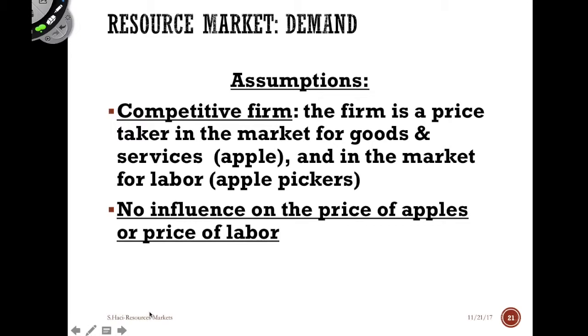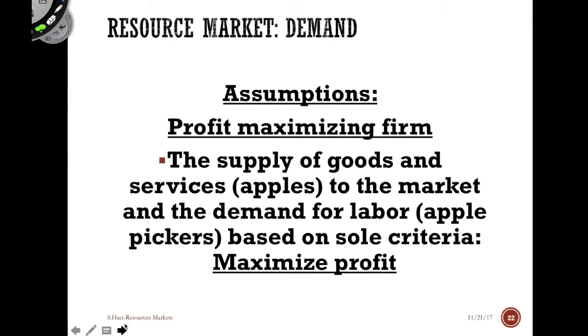A quick note here, we are assuming that the market for resources, so the market for labor, as well as the market for the product itself, in this case we're going to talk about apples, are competitive. No single seller or buyer in the labor market or in the product market has influence on the price of apples or the price of labor. We're also assuming that every business is a profit-making business and their only interest is to maximize their profit.